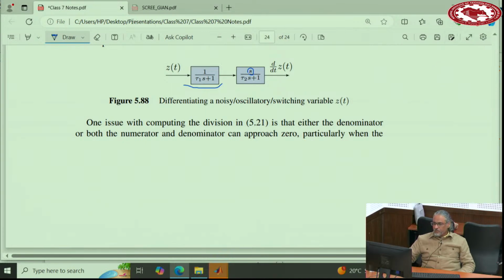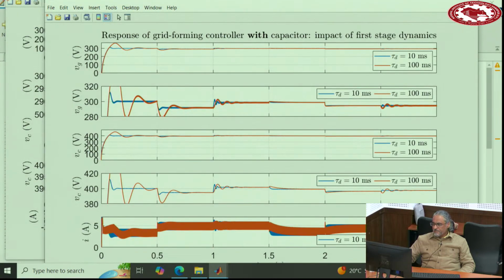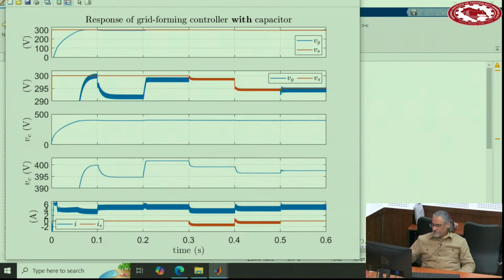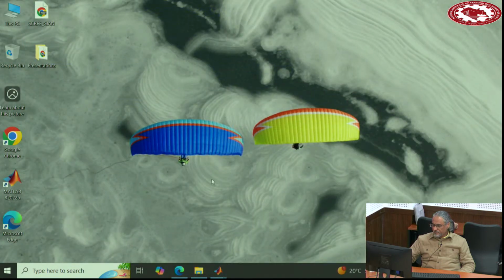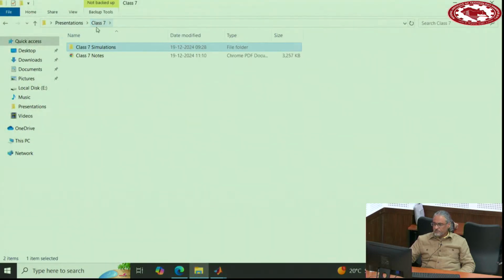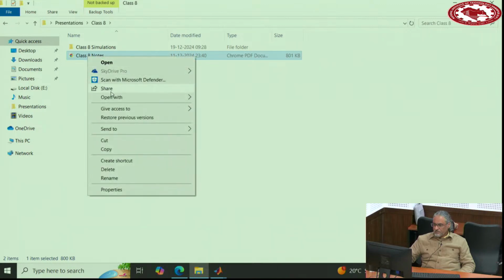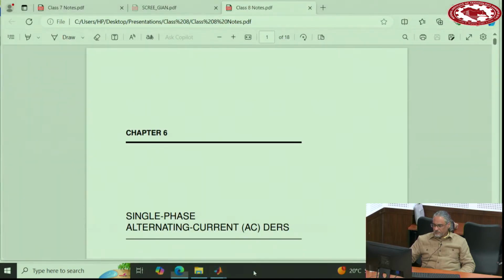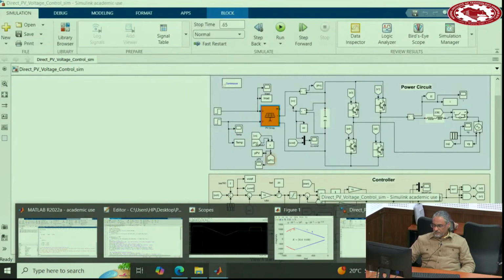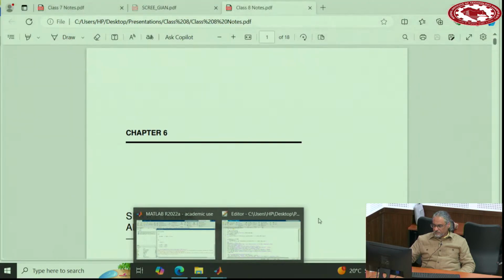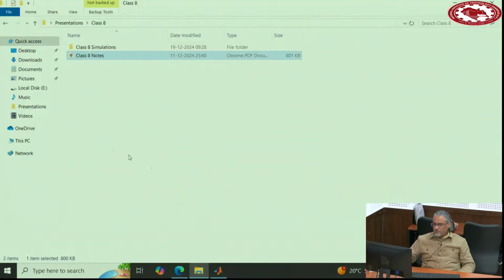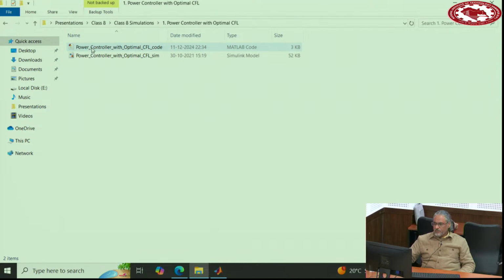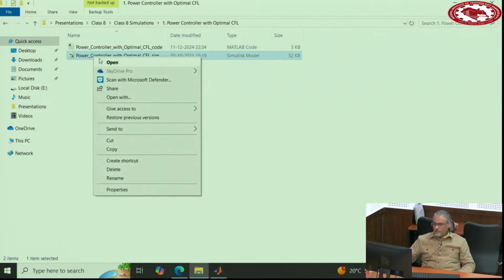All right, so let me go to other one. One simulation here, just to save some time.